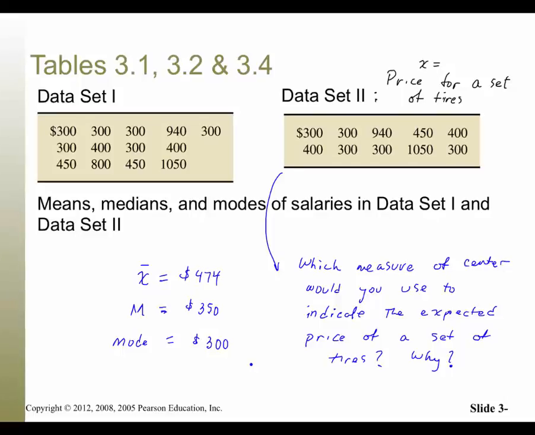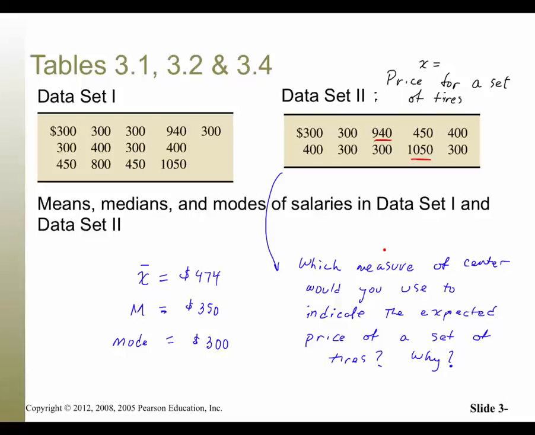So now I want to hear some. If you had to pick one to say this is what you would expect to pay for price of tires, which one would you say? Yeah, what do you think? I would say median, because there's a couple of outlying numbers like 1,050 and 940, which you could end up paying, but the probability of that happening is not that probable. And so it kind of skews your data. And so the median I think is closer to the amount that you would most likely pay when you walk into a store and ask for tires.